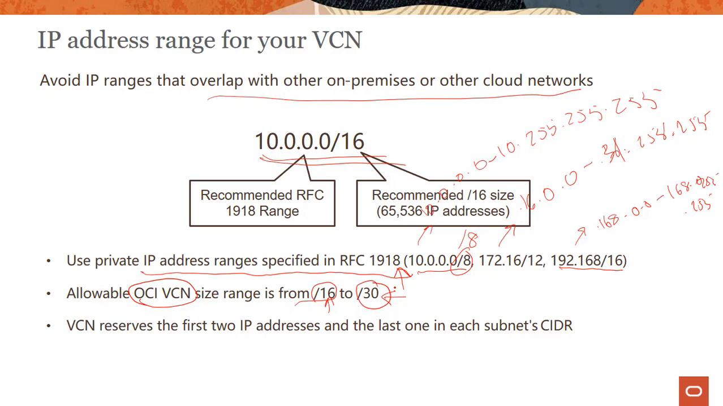Now, why don't we go all the way to /31, for example? The next bullet actually explains that. In the VCN, the first two IP addresses and the last one are reserved. In a typical network, the first and the last are reserved. The first is network, the last is broadcast. In case of a VCN, three IP addresses are reserved. That is the reason we stop at /30 networks and we don't get into networks which are smaller than that. So remember, again, this is an exam question: three IP addresses are reserved in an OCI VCN.